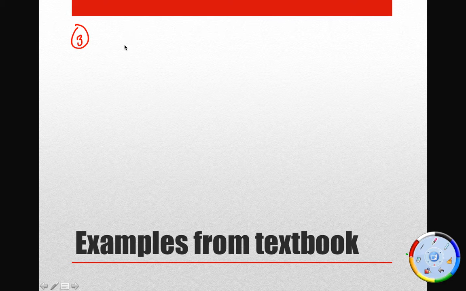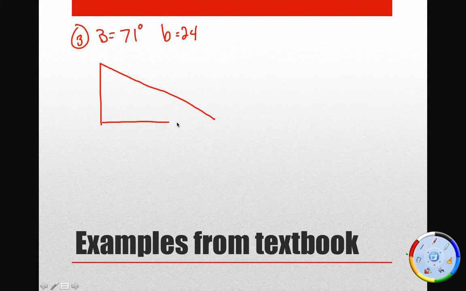It's not really a word problem or a real-world problem, but it could be. It says angle B is 71 degrees and little b is 24. They give you a right triangle, and they tell you where the A, the B, and the C are. You guys do have to remember that big B is an angle, little b is a side. So here's 24, here's big B, here's big A, and this angle is 71 degrees.